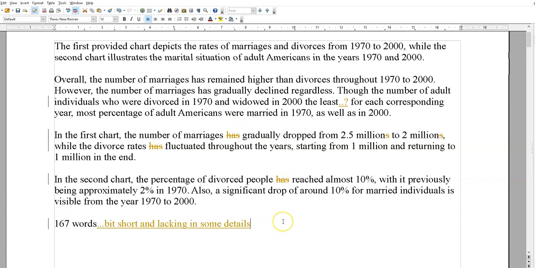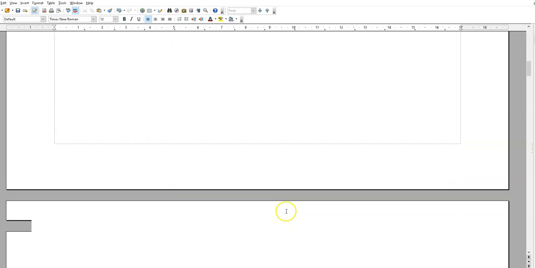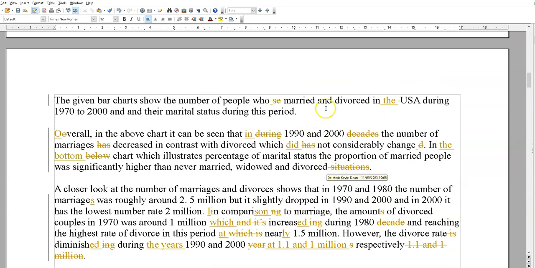167 words, a little bit short. Could do with a bit more detail there. Okay. Who, not whose. It's not possessive. What's your relative pronouns there? Who married and divorced, or who were married.